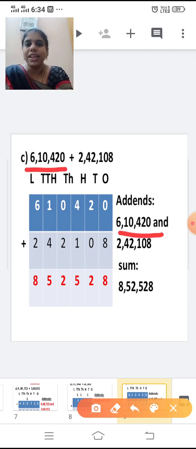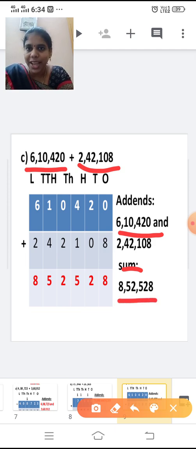6,10,420 and 2,42,108. Write the add-ons. And what is the sum? 8,52,528.